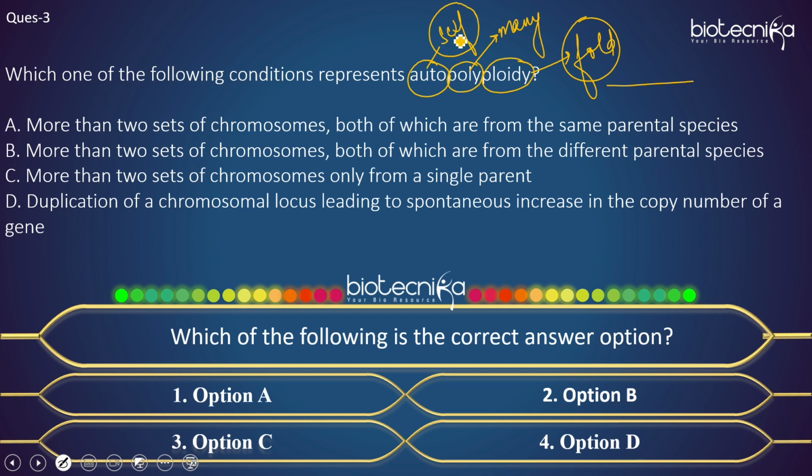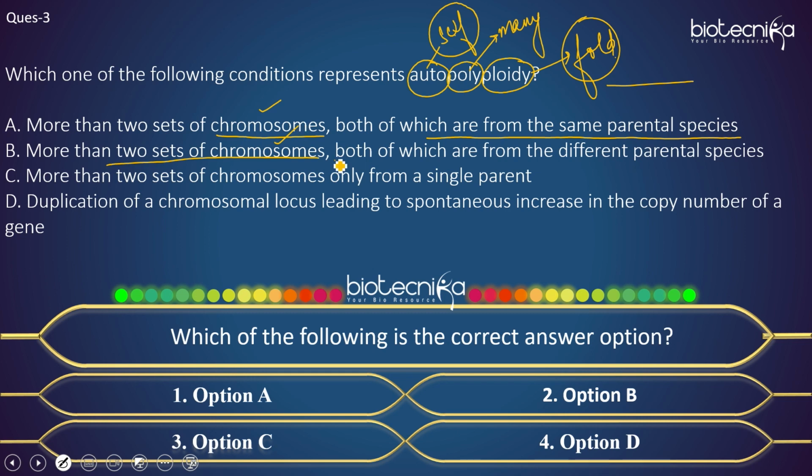Self means the same species. If I am considering myself, I am a single species. So many folds of the same species are present. But many folds of what? Many folds of chromosomes are present. So let's see the options here. Option A is talking about more than 2 sets of chromosomes, both of which are from the same parental species. So far this option looks fine. The second option is more than 2 sets of chromosomes. Why more than? Because more than 2 sets will come under poly itself. So both the options seem correct.